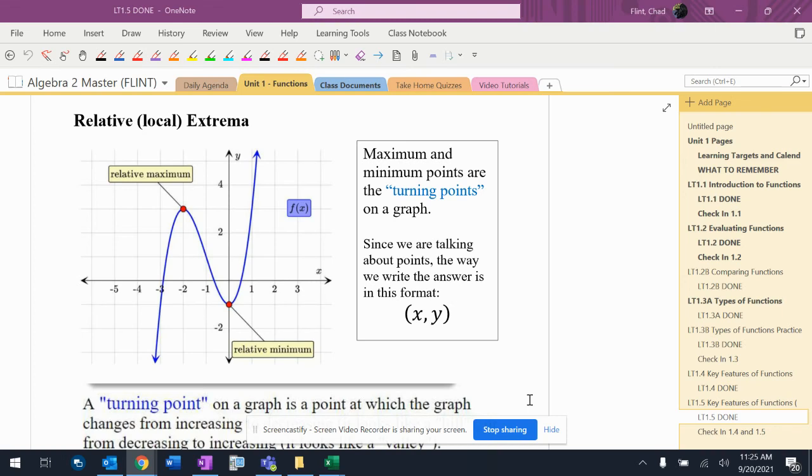All right, so the rest of the features of a function basically have to do with the turning points and a couple other things. But the turning points are probably the most important piece of this, so they're first right here.